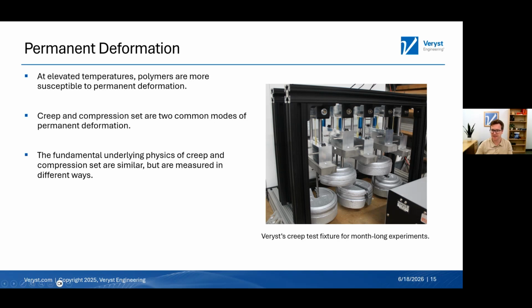This image that you're seeing here is a creep test picture that we developed here at Verist. We do creep tests in this fixture typically for about a month. It's a relatively simple fixture, uses a hanging weight and some displacement transducers to measure the deformation of these test samples, over long times at different temperatures and things like that. So it's a way of actually measuring the creep response of these materials.